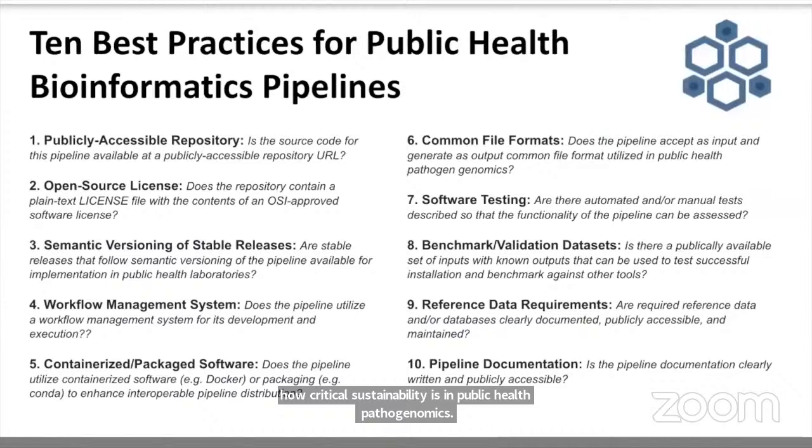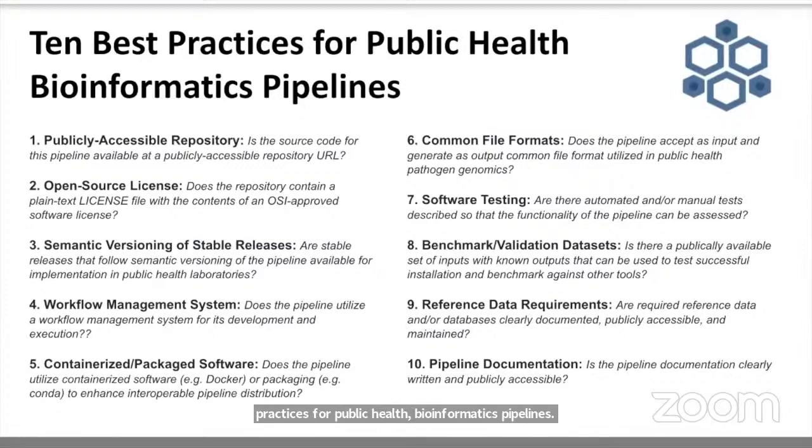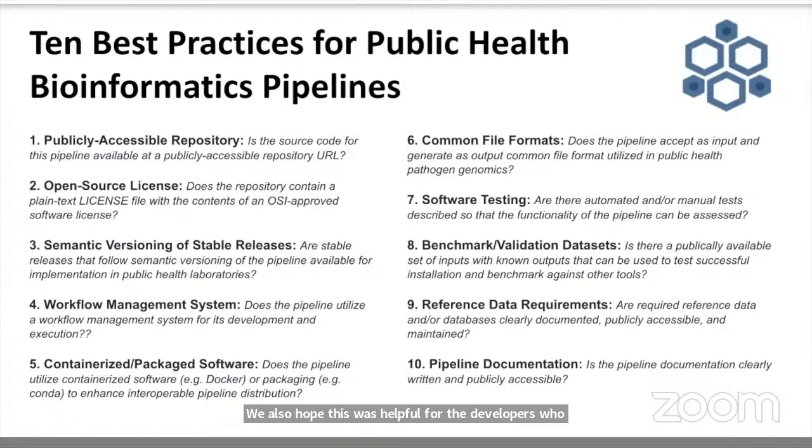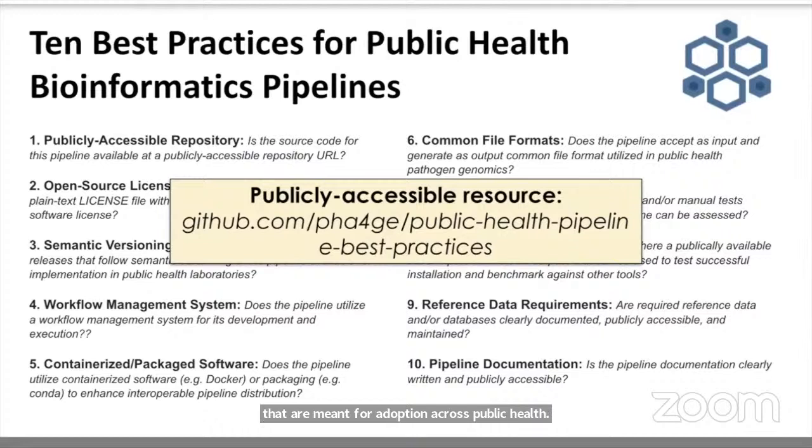All right, so here they are again, all 10 best practices for public health bioinformatics pipelines. Hopefully this was helpful to folks on the call to learn more about the perspectives from our sub-working group regarding this topic. We also hope this was helpful for the developers who may be writing their own pipelines. We hope this document provides a framework for you as you build your tools that are meant for adoption across public health. In the end, all of this can be found through our GitHub repo, github.com/phage/public health pipeline best practices.